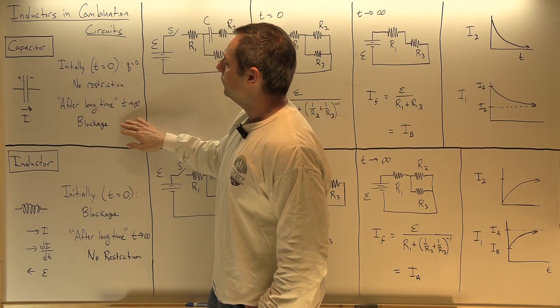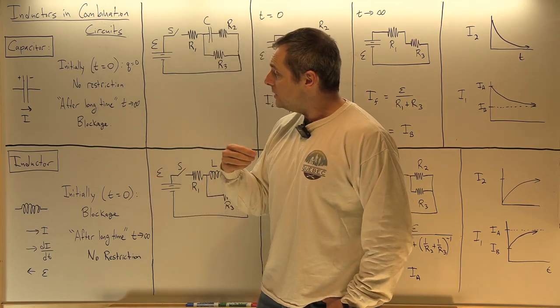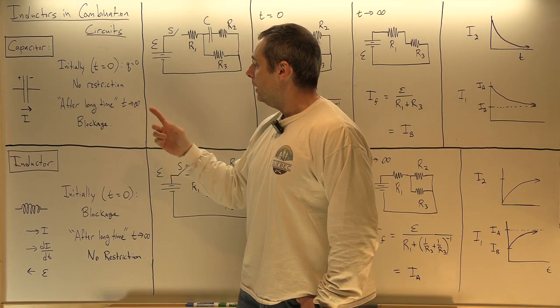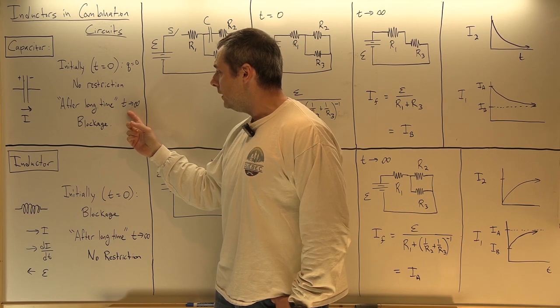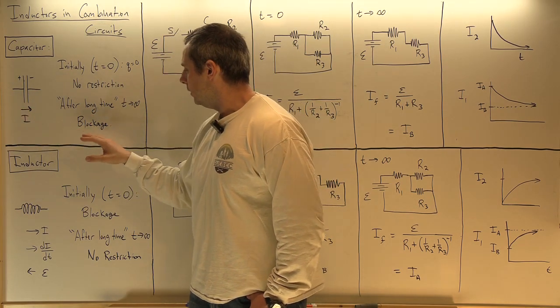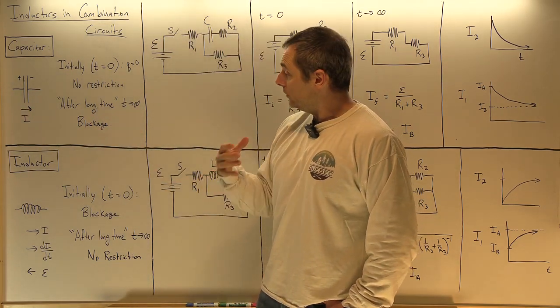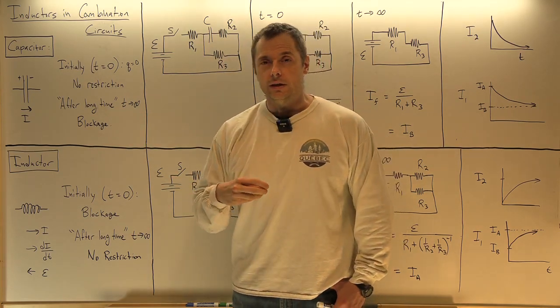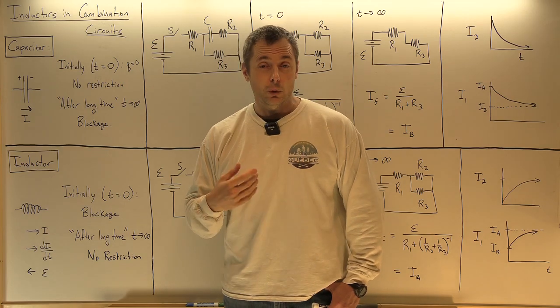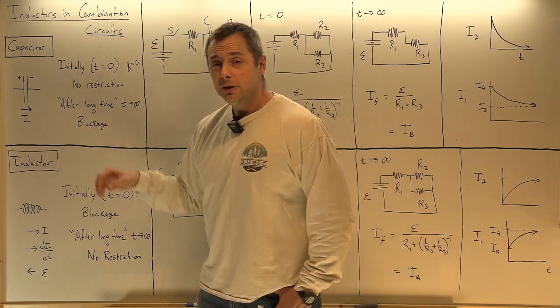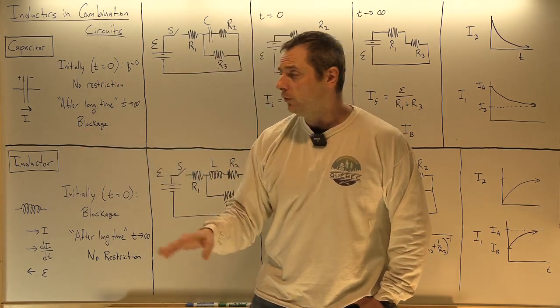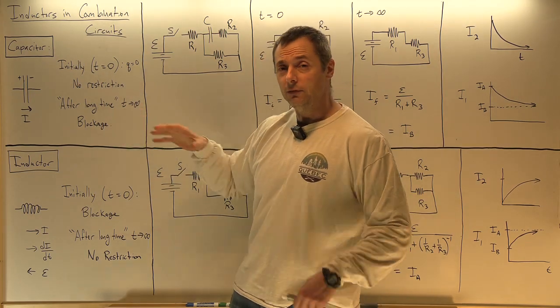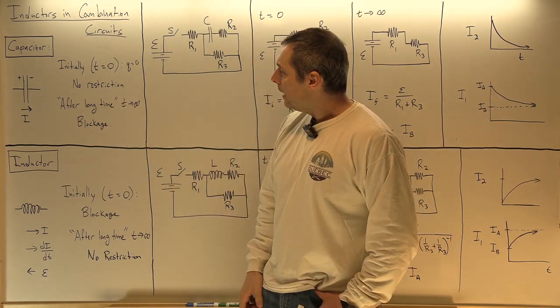But after a long time, when the capacitor reaches its final state, in other words, t approaches infinity, the capacitor blocks the current, so we consider it just as a blockage. And again, a reminder that the concept of infinity in physics is relative. This could be a millionth of a second, and the capacitor is full, and we'd say that's t going to infinity for the circuit. Okay?